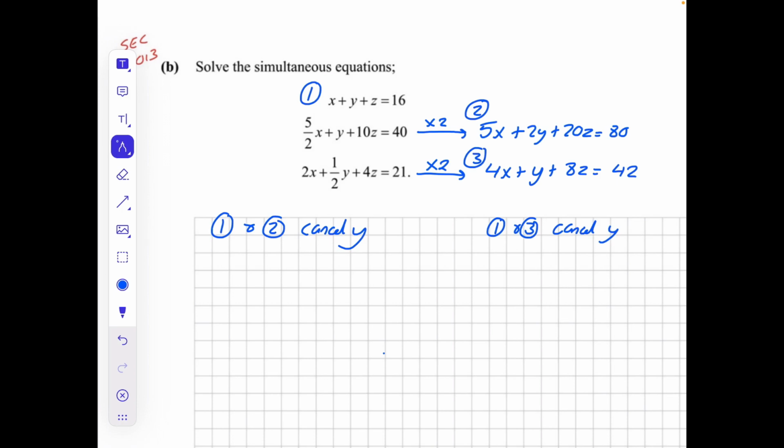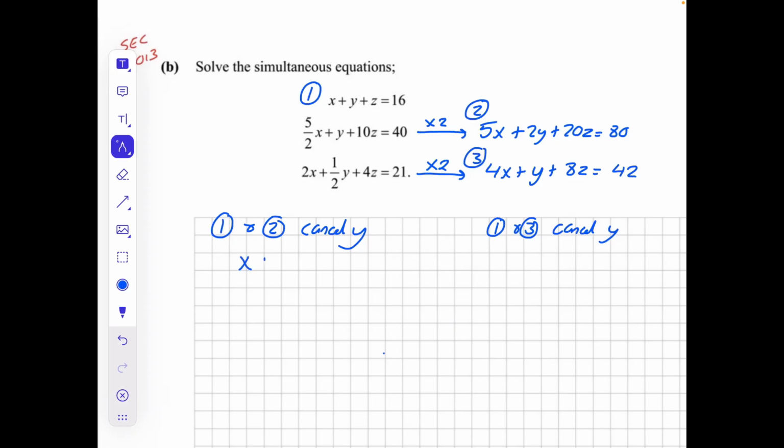So some people might choose to cancel y's, some might choose to cancel z's or x's. Some people might do 1 and 2 and then 2 and 3, or 1 and 3 and 2 and 3, and there are loads of different combinations. At the end of the day, everyone should get the same answer. Sometimes certain options are easier than others, but every option will work provided you make no little slips as you're going through it. Okay, so off we go.